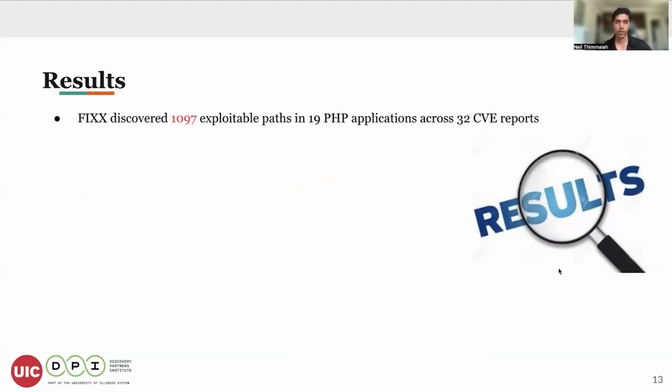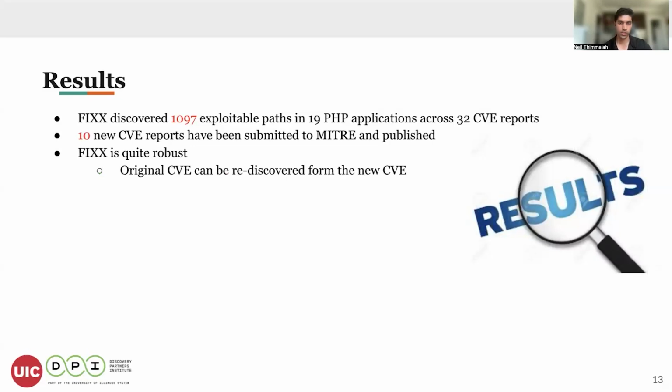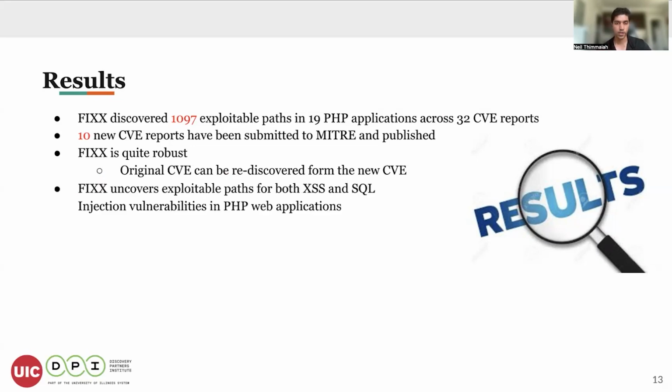Jumping into the results, we have FIXX discovering 1097 exploitable paths in 19 PHP applications, like I said, across 32 CVE reports. And then out of all these results, we have submitted to MITRE, and we have received 10 new CVEs that have been published. FIXX is robust in the sense that the original CVE itself can also be rediscovered from the newly found CVE, so it's a two-way approach. And the vulnerabilities that have been tested are both cross-site scripting and SQL injection, and FIXX has been successful in uncovering multiple similar exploitable paths for both vulnerability types here.